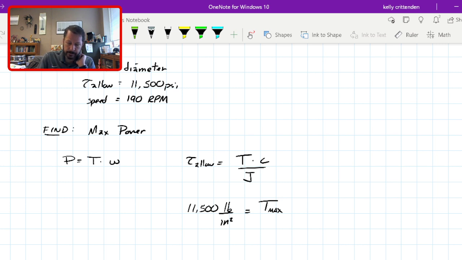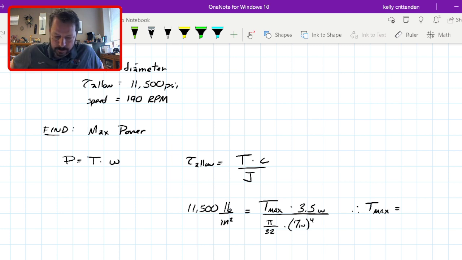So let's put tau max. C is the outer radius. It has a 7-inch diameter, so a 3.5-inch radius, over J, which is pi over 32 times D to the 4th, which is 7 inches to the 4th. The only unknown in there is T max. T max equals, and we'll have to do some calculating. So let's put this in MathCAD.